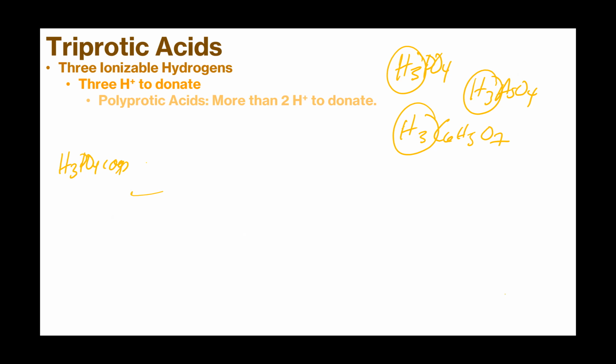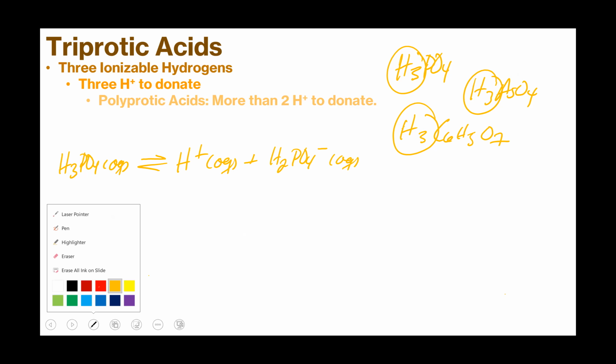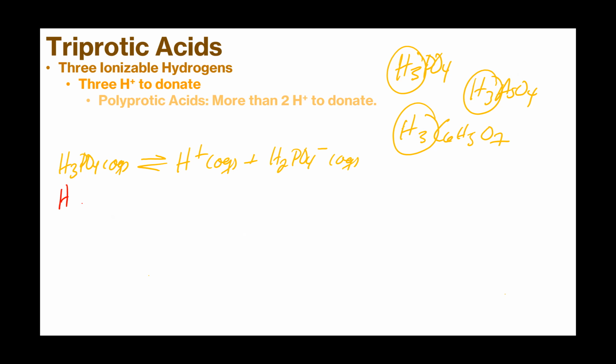H3PO4 aqueous will dissociate and it looks ugly. It will dissociate and give us H plus aqueous and H2PO4 minus aqueous. Notice our H2PO4 minus is an acid anion and will dissociate again. Each one of these is weak. We're going to talk a lot about this in Gen Chem 2 as well, so we'll get more detail.